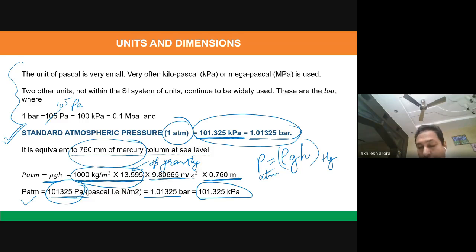So you have to mug up this value. This should always be known to you. Nobody is going to tell you.